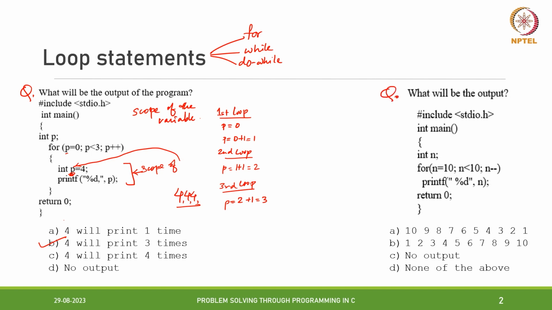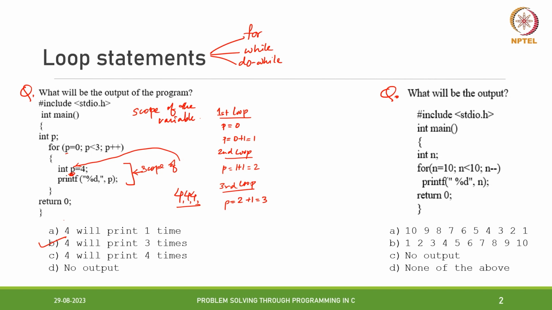So the next question again asks us what the output will be. Here we have an integer variable n, and n has been initialized as 10 in the for loop, and the condition is n less than 10. The decrement is n minus minus, and we are printing just the value of n inside the for loop. So what will be the output of this? Option C, no output. Why is that?